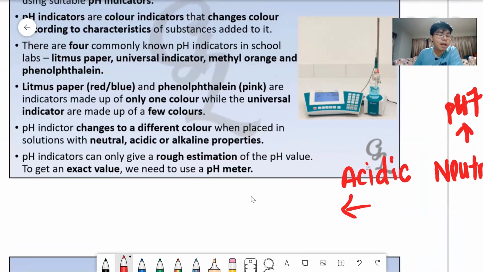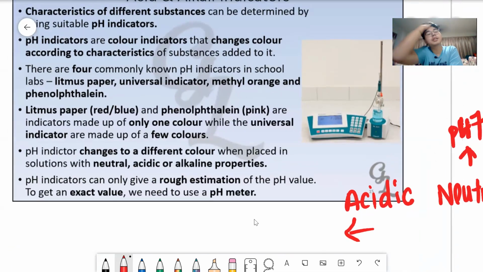All right. Now, a pH indicator changes to a different color when placed in a solution with neutral, acidic, or alkaline properties. So whenever you put the pH indicator into liquid, solid, or gas, it will show neutral, acidic, or alkaline properties. All right. pH indicators can only give a rough estimation of the pH value.